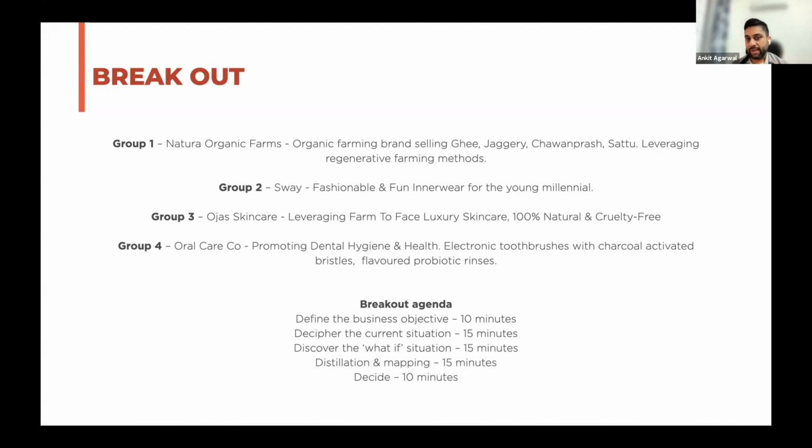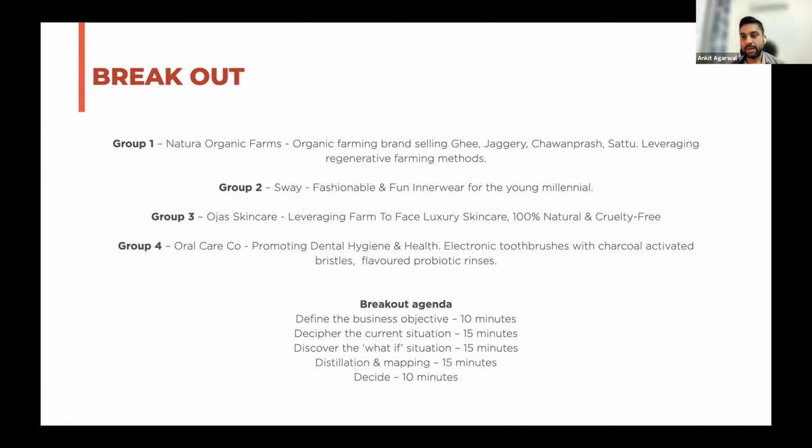Group 2 would get Sway. Sway is a fashionable and fun innerwear brand for young millennials. This is a category which has actually been booming really well in the Indian context. Again, you are free to choose whether it's an online-only brand or is it available on different marketplaces as well.